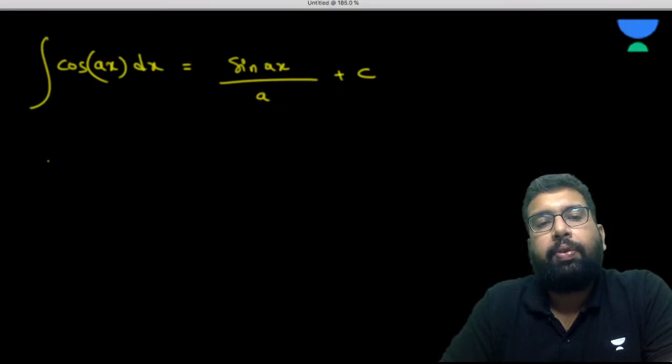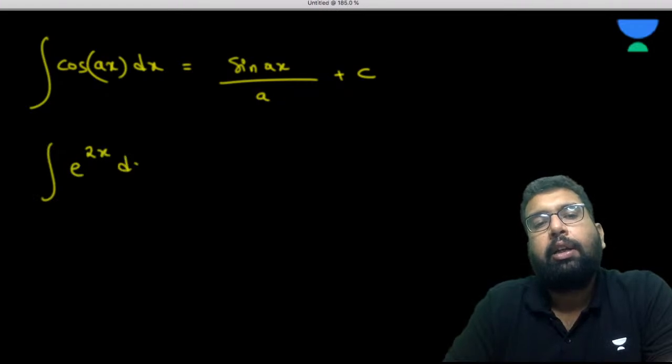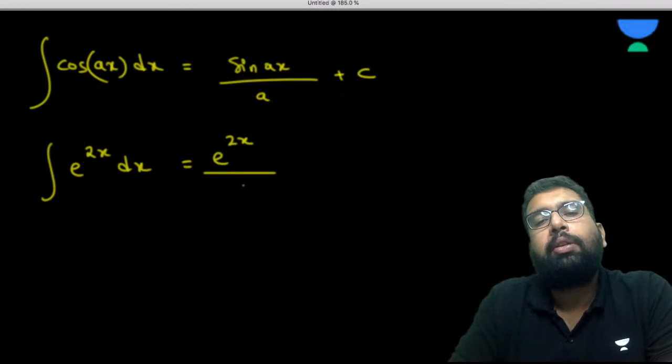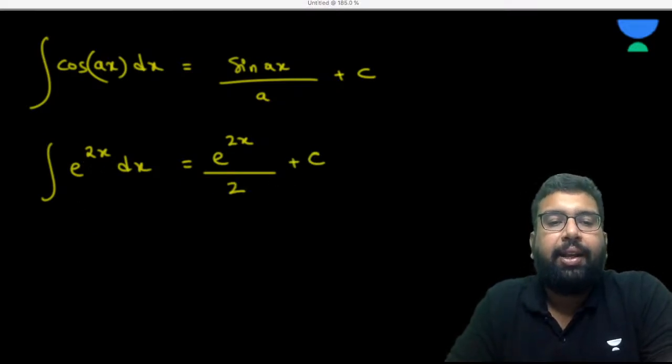Now similarly, if you want to integrate e to the power 2x dx, what is the integration of e^x? It is e^x, so you write that. And the part which is extra, other than the standard formula, you differentiate it and put it in the denominator. So 2x differentiated becomes 2, and plus c, right? Understood?